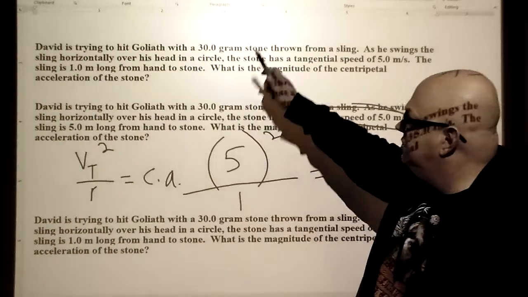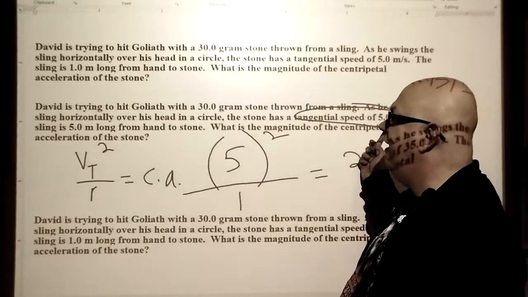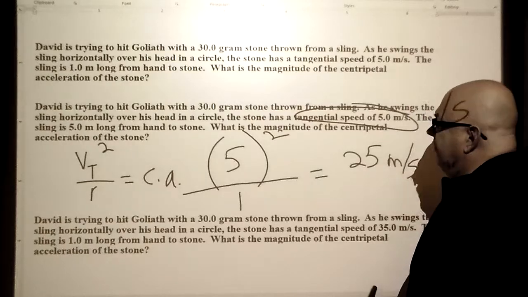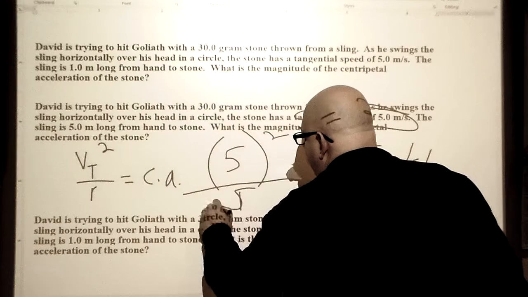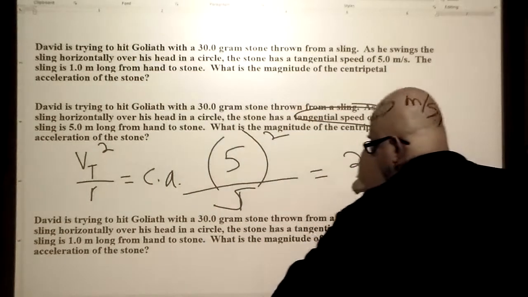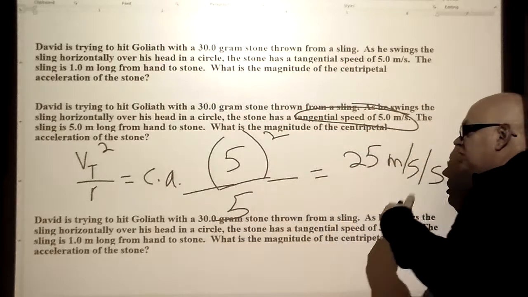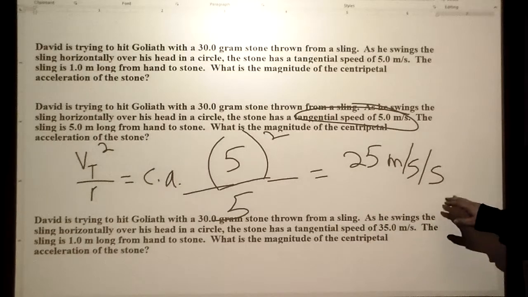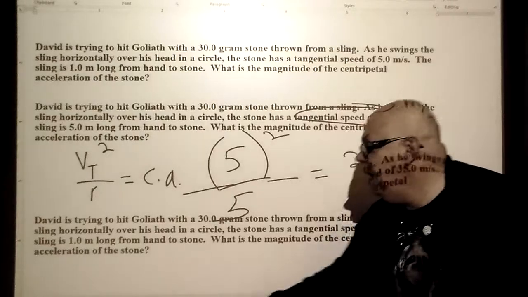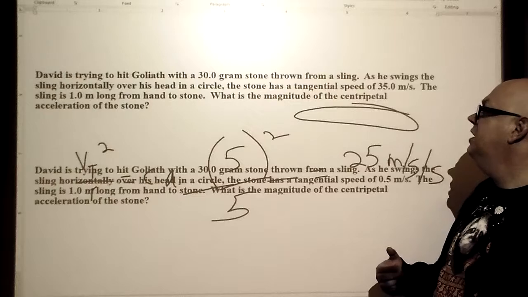Now, when you look at the next problem, same exact thing. Same 5 meters per second tangential velocity, but we changed the radius here. Instead of a 1, now it's a 5. So in other words, it would be 25 divided by 5, or 5 meters per second squared.